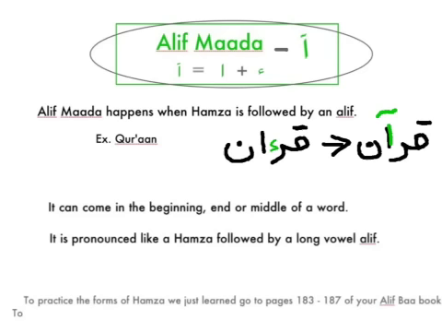Alif Madda can come in the beginning, end, or middle of a word. It is pronounced like a Hamza followed by a long vowel Alif. To practice the forms of Hamza we just learned, go to pages 183 through 187 of your Alif Baa book.